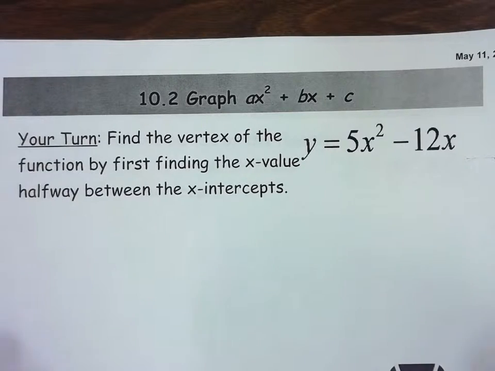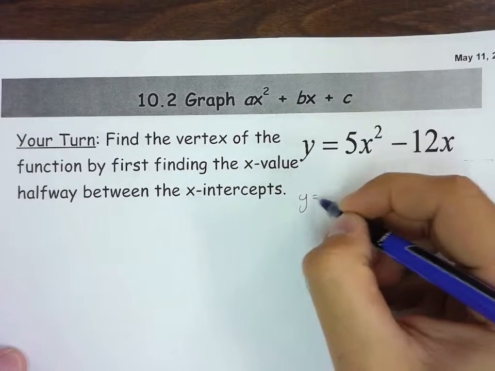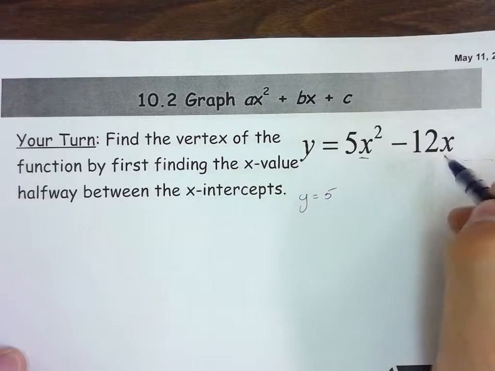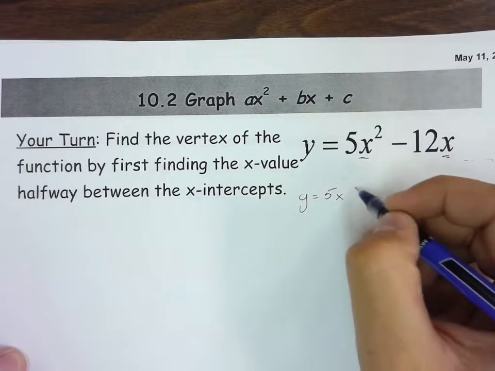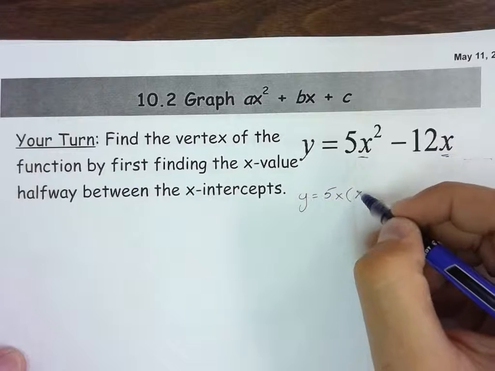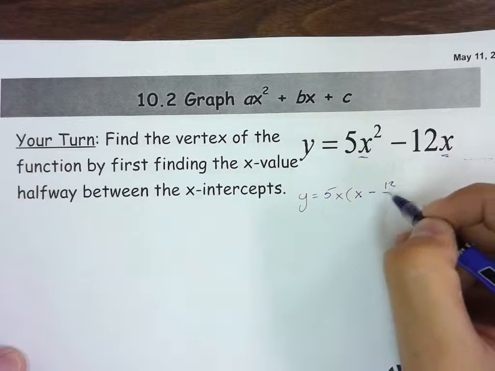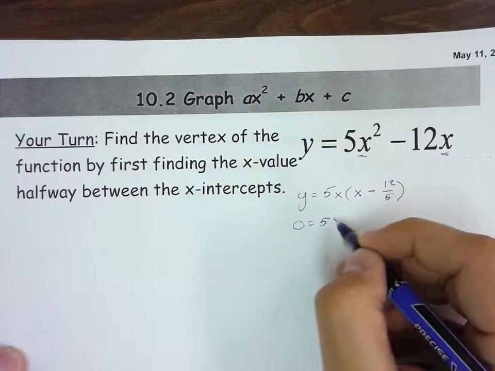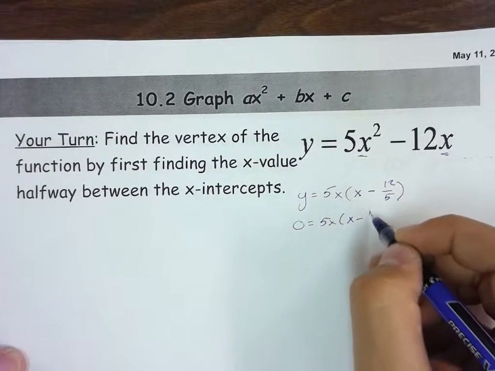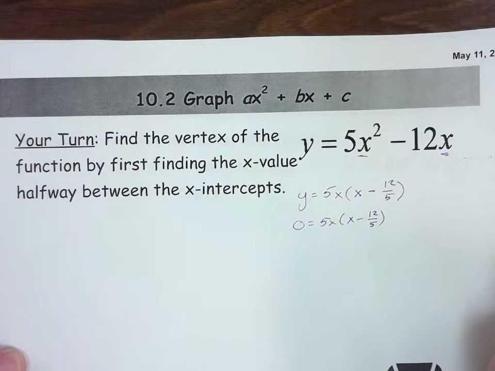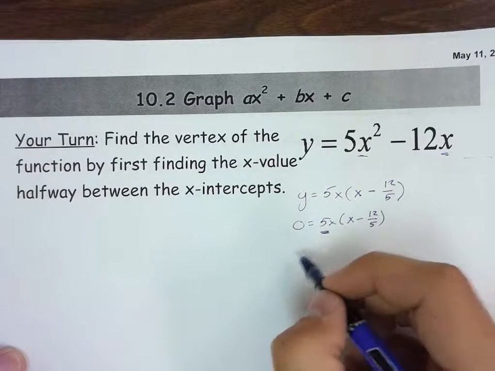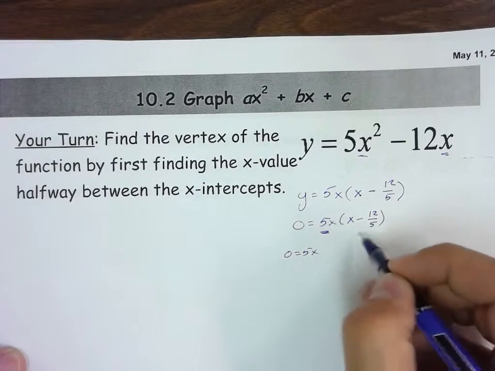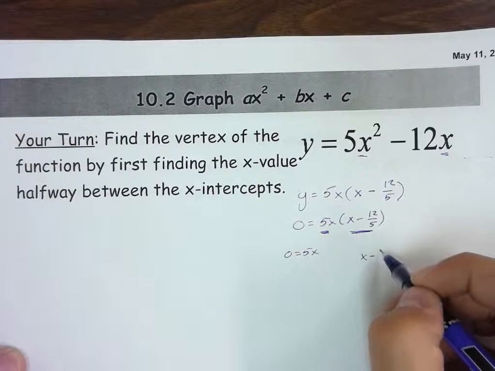Okay, let's give it a shot. I need to take out a 5, and there's x's in both of these, so I can take out an x also. That leaves me with x minus 12/5. Okay, set it equal to 0 because I want to find the x-intercepts. So that could be equal to 0, or this could be equal to 0.